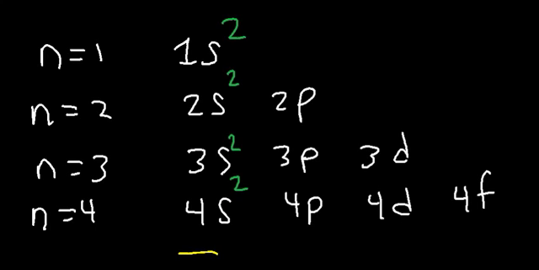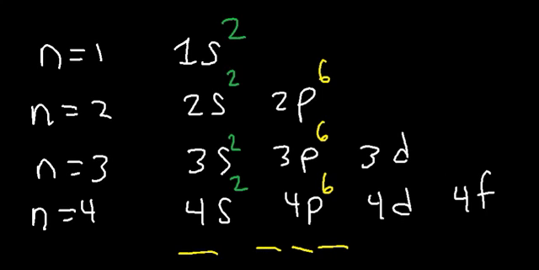p can hold up to 6 electrons. If you notice the p block in the periodic table, it's like group 13 to group 18. You can see those 6 elements there. p can hold up to 6 electrons. And because every orbital can hold up to 2 electrons, p has 3 orbitals.